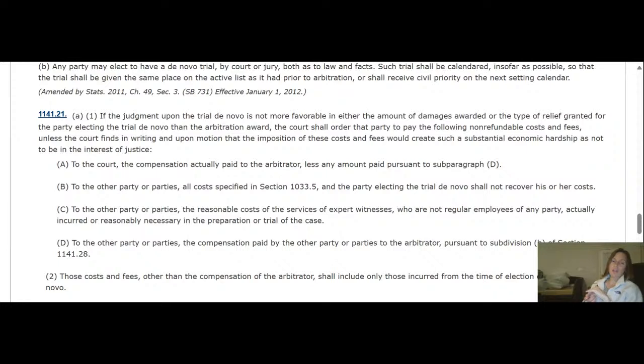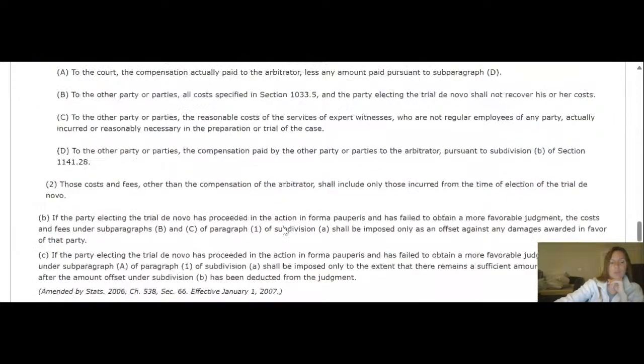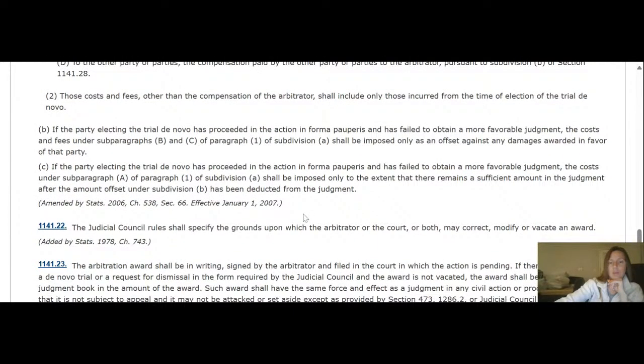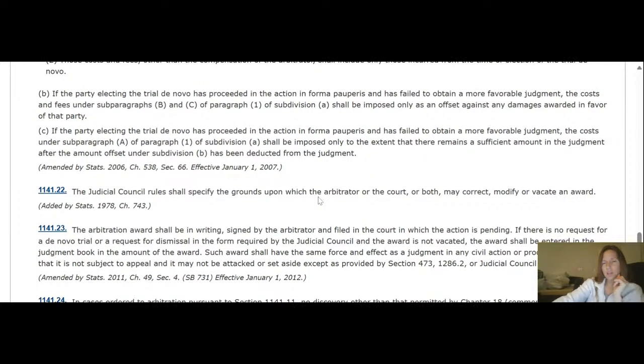C, to the other party or parties, the reasonable cost of the services of expert witnesses who are not regular employees of any party actually incurred or reasonably necessary in the preparation of trial of the case. D, to the other party or parties, the compensation paid by the other party or parties to the arbitrator pursuant to subsection B of section 1141.28. Yet to come. 2, under 1141.21, the costs and fees other than compensation of the arbitrator shall include only those incurred from the time of election of the trial de novo.